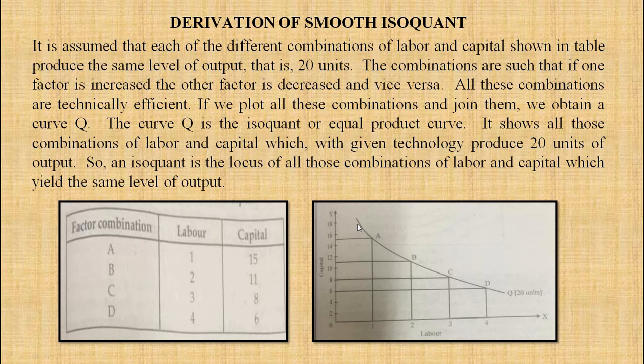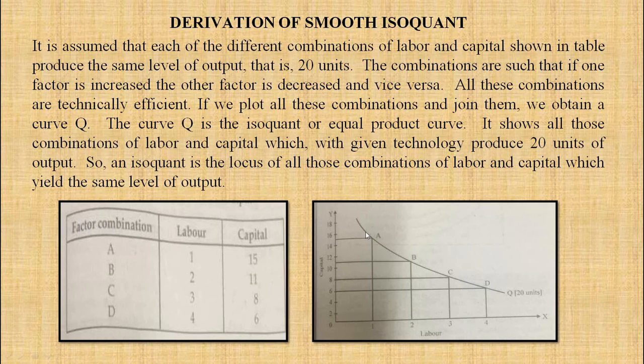Look at that curve. Along the y-axis we are measuring capital, and along the x-axis we are measuring labor. When 15 is the capital, one labor we are using. Like this you have to show the points, and when we join them, we get a Q curve.